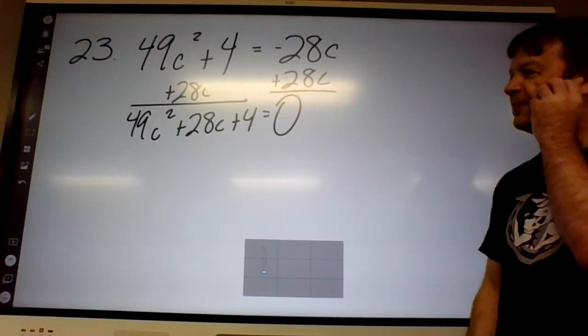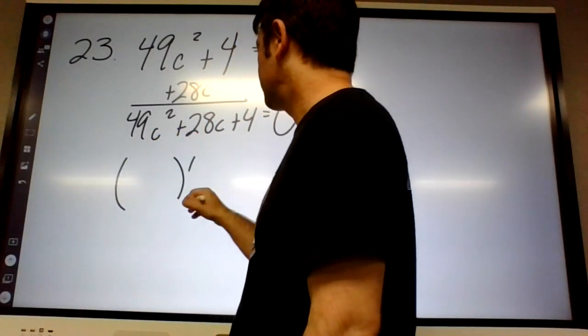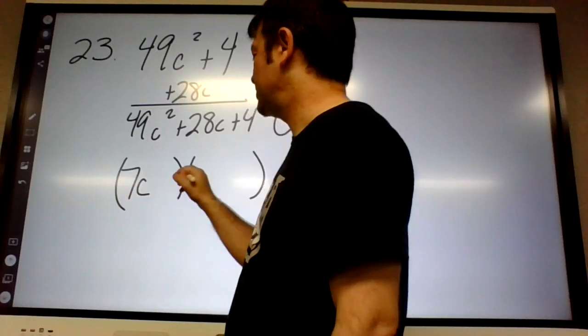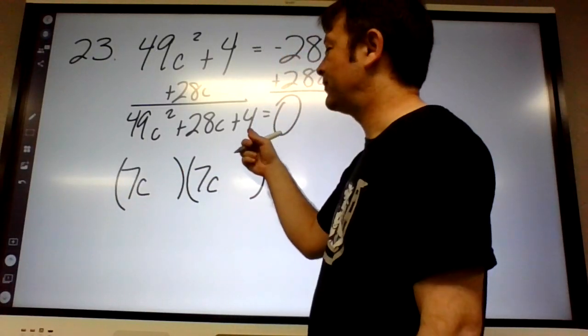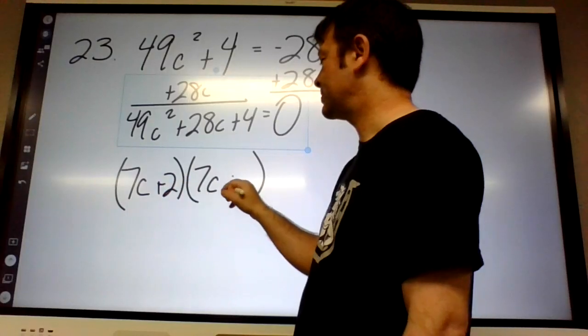I'm pretty sure this one factors. There's not a lot of stuff that goes into 49. What goes into 49? 7 and 7. 7C times 7C. What goes into 4? 2 and 2. How do I check and see if this is right?